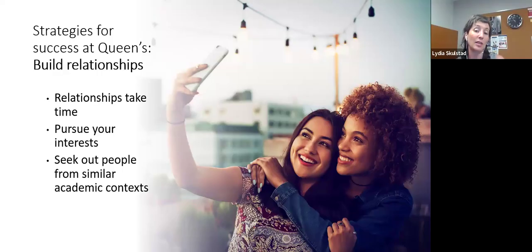Another helpful strategy: building relationships. That's not something we've talked a lot about yet, but academic success is about more than just books and research. You want to make connections with people at Queen's. That's an integral part of your academic success, and also your personal well-being. When you're connected to others, it's easier to ask questions and get help. But some things to keep in mind: relationships take time. So be patient with yourself and with others.